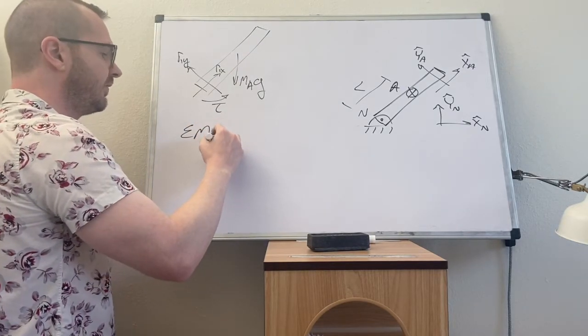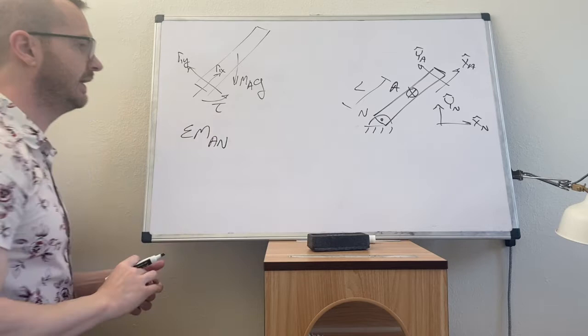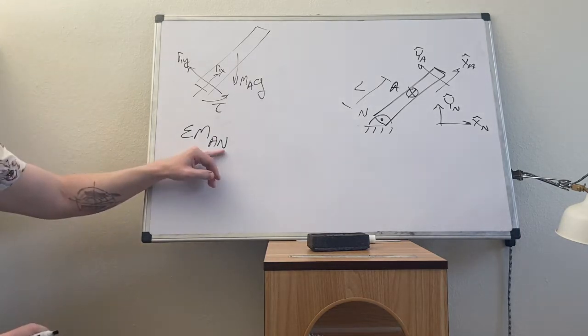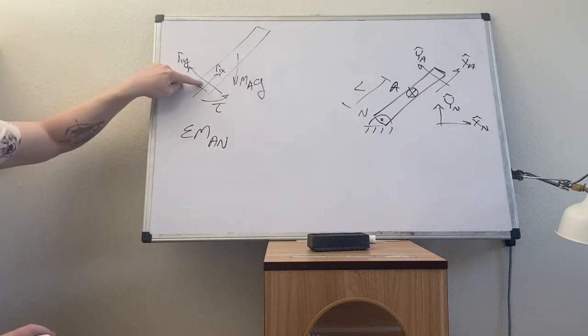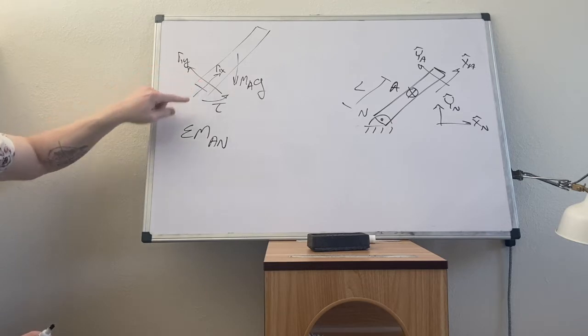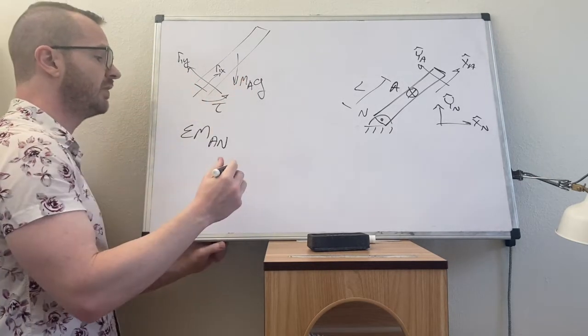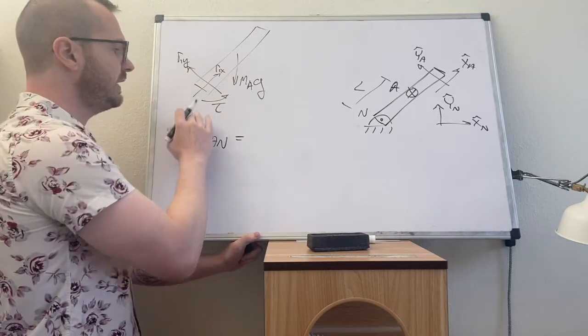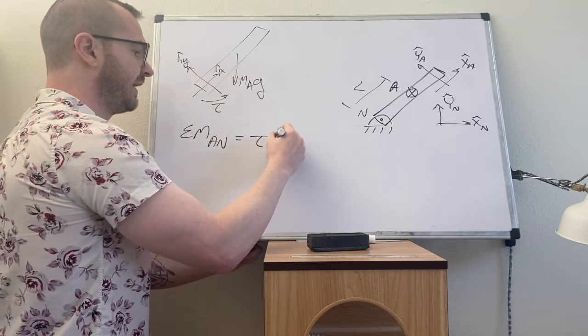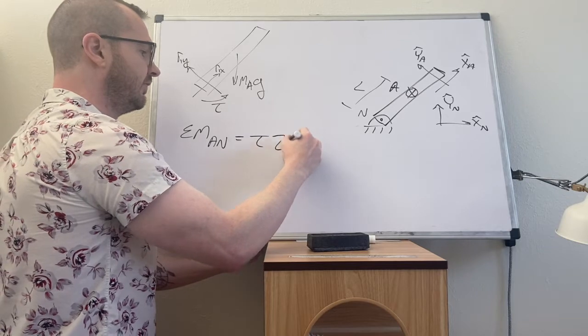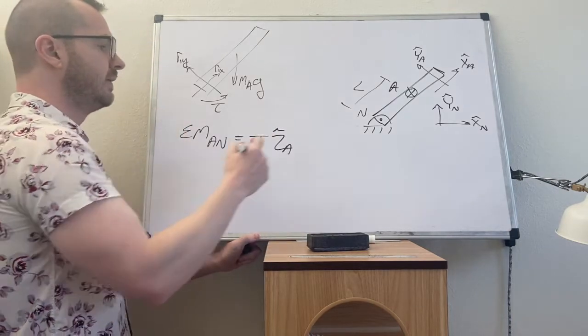So sum of moments on A about N. Now this time, if we take the moments about N, the reaction forces are acting at point N. So now the reaction forces create no moment, but we do have the moment from gravity now. So let's bring down the torque, tau ZA.